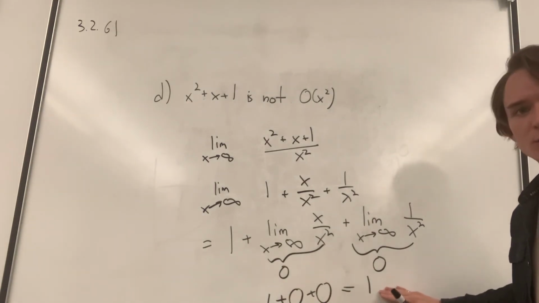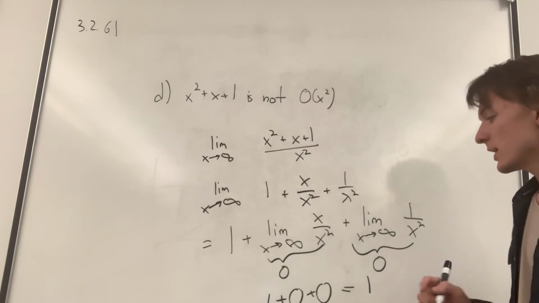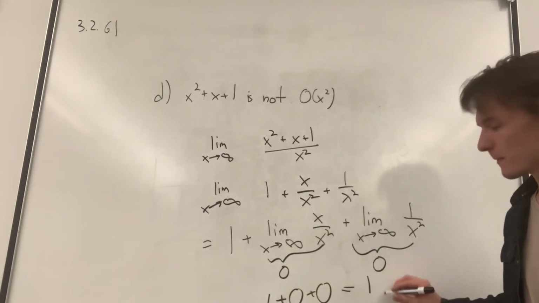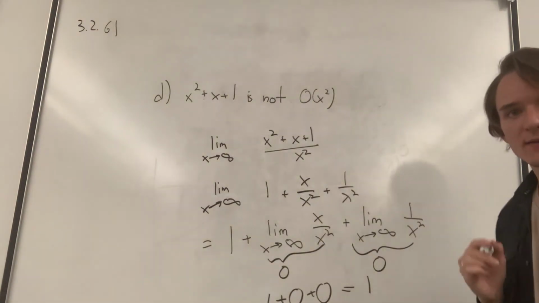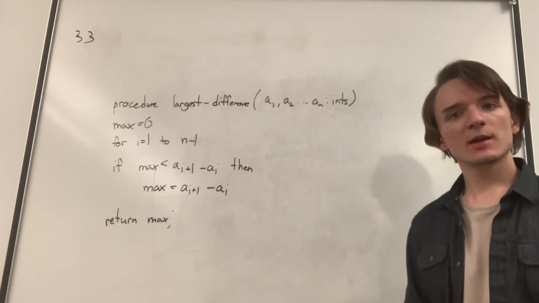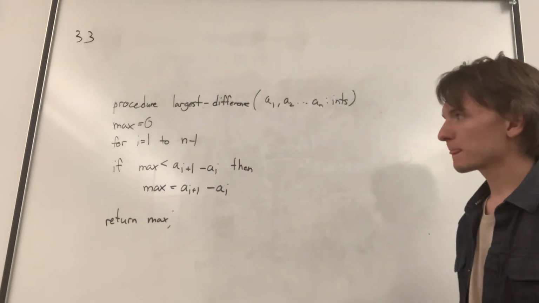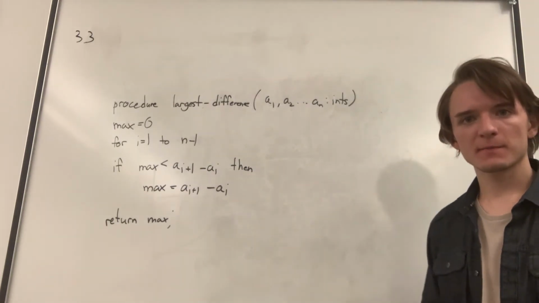And because the solution is 1, it is a constant other than 0. That shows that x squared plus x plus 1 is not big O of x squared. So what is the big O time complexity, that is the worst case complexity of this algorithm here?